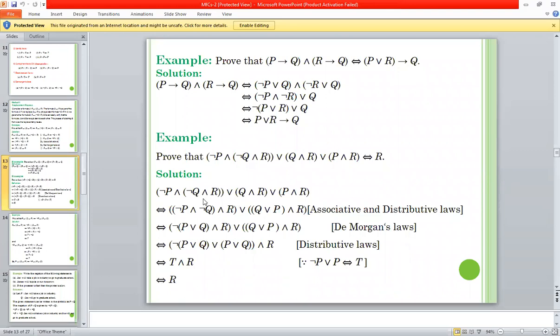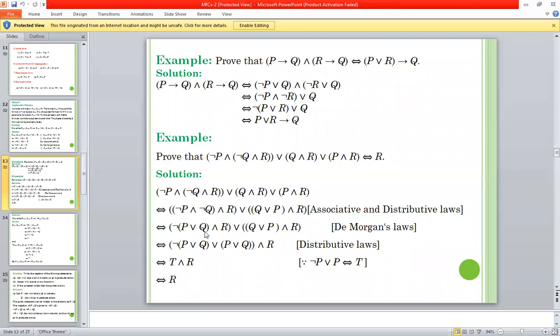In the first step, we are applying the associative law and distributive law. For the first part of the statement we are applying the associative law: negation P and negation Q and R. Here we are applying the distributive law: (Q or P) and R. Here we are applying De Morgan's law: negation of (P or Q) and R, and (Q or P) and R. So here we are applying the distributive law. What is the distributive law?